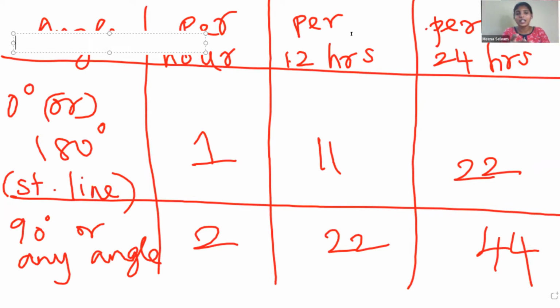No, I made it very clear here. 0 or 180 degrees. 0 degree means they both coincide, together, and 180 degree means a straight line. It happens only once in 1 hour. And any other remaining angle, 90 degree or any angle, 45, 35, anything, will come only twice per hour, and accordingly for 12 hours and for 24 hours. Okay. Done. So let's start your first question.